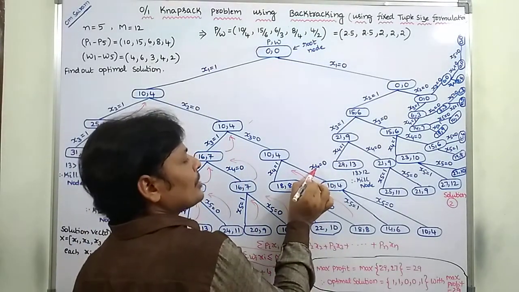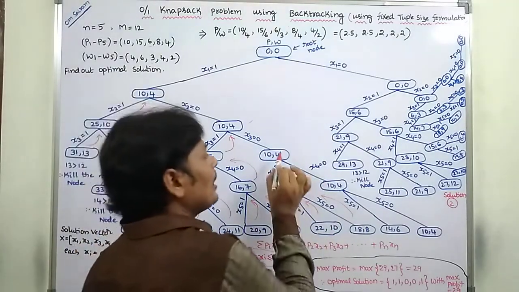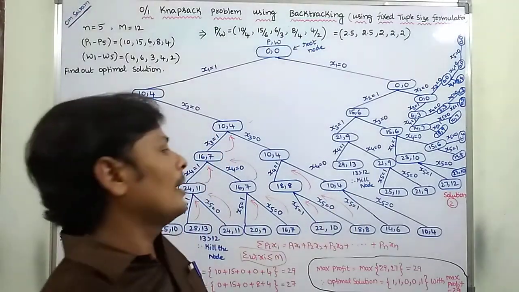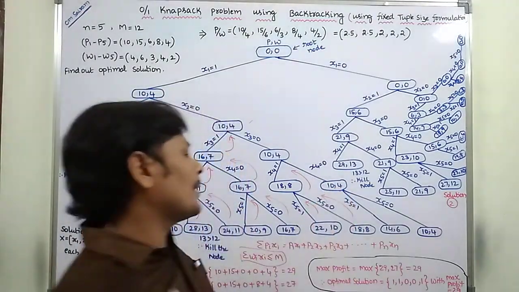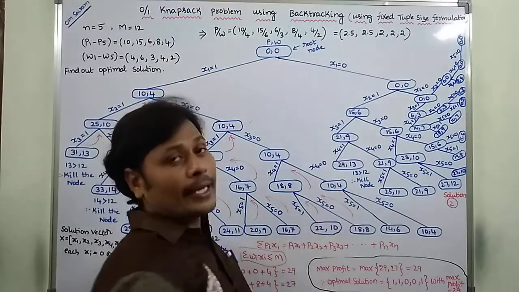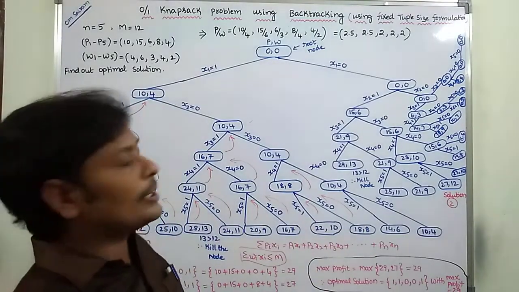Whenever the fourth object is not considered, whatever the p comma w values are there, the same values we have to write: 10 comma 4. Now, the sum of the weights of the objects is less than or equal to the capacity of the knapsack, 4 less than or equal to 12. Condition true, so we have to extend that node.